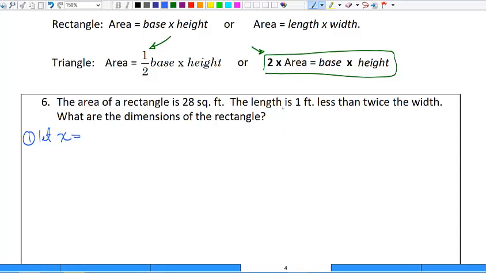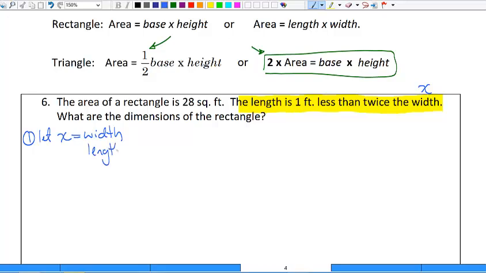I do know that I have length and width, but I don't know which one should be which. So I'm going to keep looking for the comparative statement, and it looks like the second sentence is the one that's being compared to. The length is 1 foot less than twice the width. The length is being compared to the width. Who's x? Well, x is going to be the width because that's the one that's being compared to.